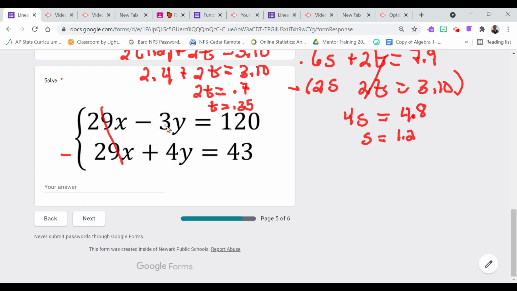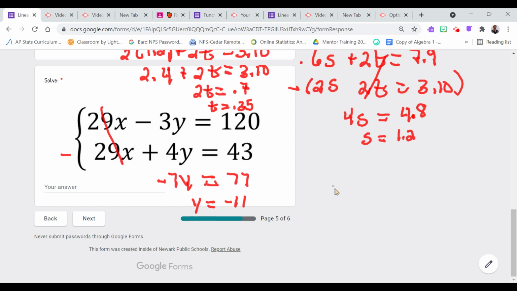So here I'll get negative 3y minus 4y gives me negative 7y, and equals, and then my 120 minus 43 gives me 77. And the last thing I would do is I would divide both sides by negative 7. So that gives me y equals negative 11. So now that I know my y, I can substitute this value into either of these equations. You can pick your favorite one, and I can calculate my x.